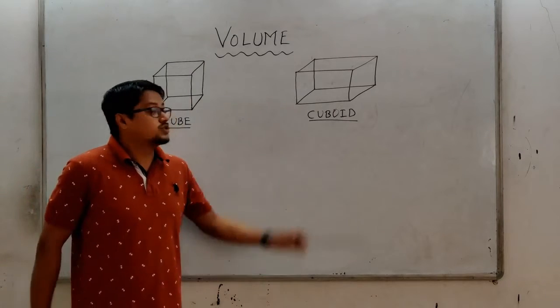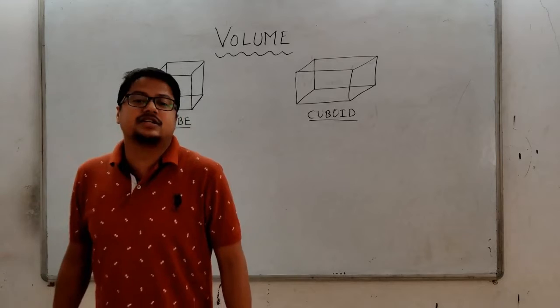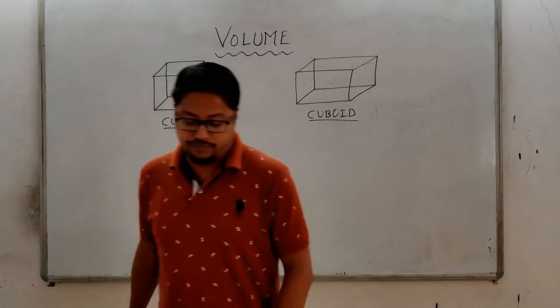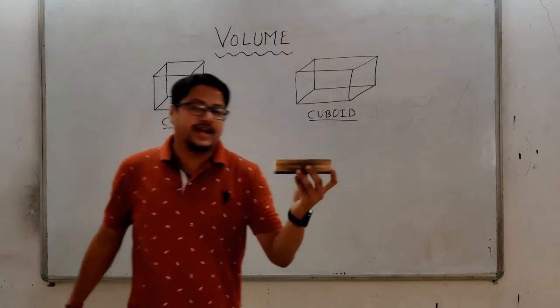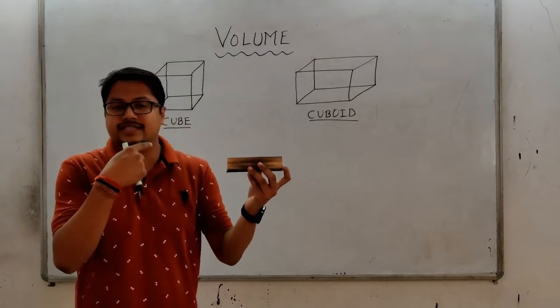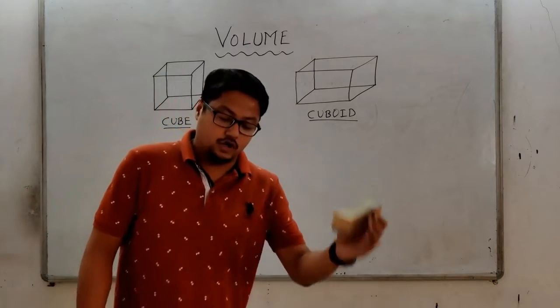Today we are going to see the topic of volume. First of all, let us have a basic understanding regarding what is volume. Now, suppose we have a solid shape. We know that any solid shape occupies a space. This space occupied by this solid is called volume.